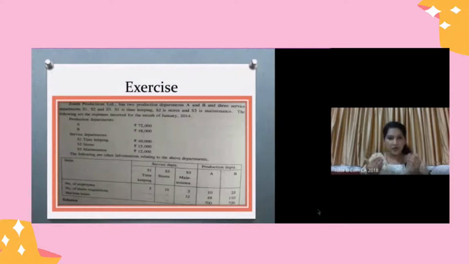Then when we look towards the last part of the question, we can see that the information on how to share the expenses of the service departments is also given. Another important thing to remember is that in this question, service department 1, that is timekeeping, is the most important one. Then comes the stores department, then the maintenance department.